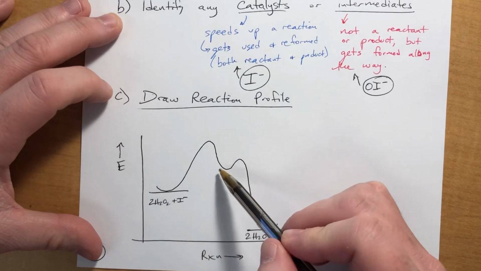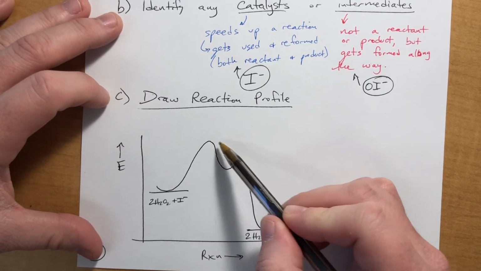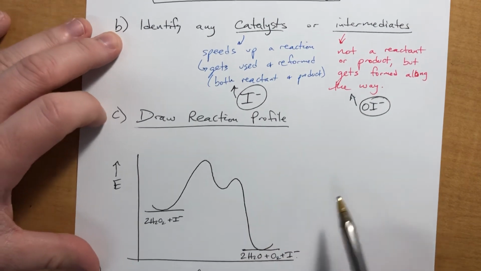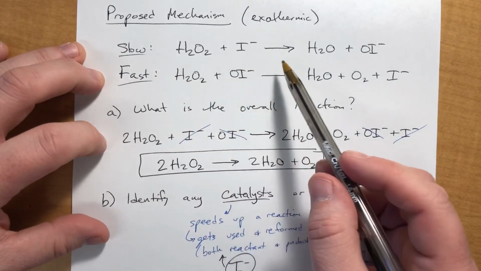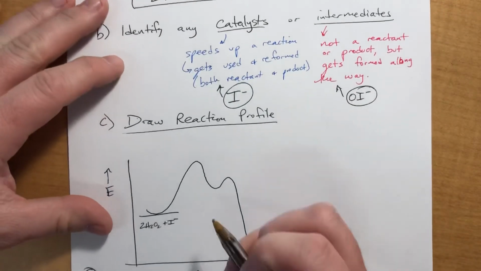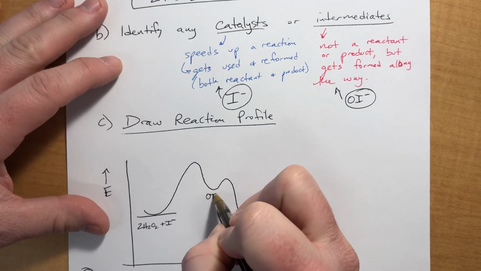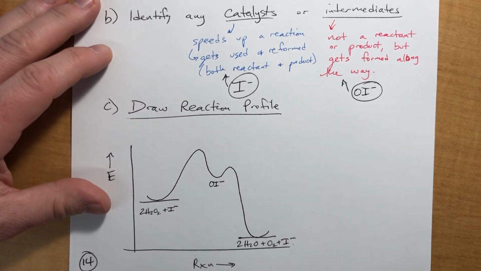This little middle bit where it dips down, it's more stable than these transition states, but it's not as stable as the reactants. This is where your intermediate lives. So basically, after the first slow step, we end up forming OI minus, and it gets used up before the products. So your intermediate will only exist in that middle range.